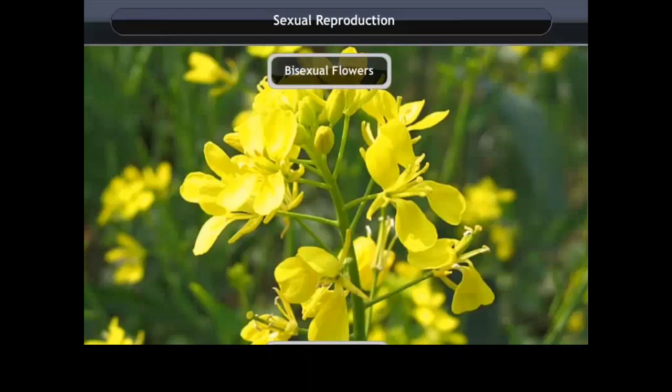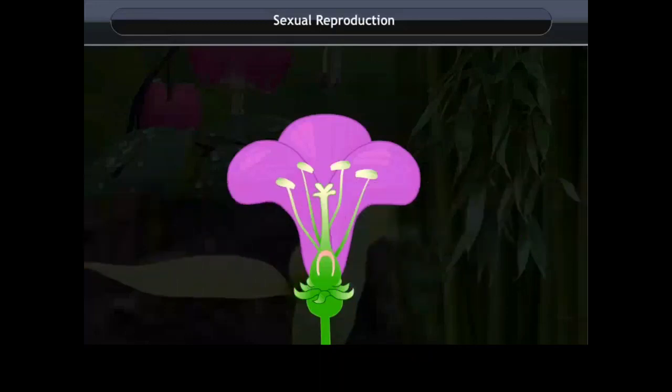Both the male and female unisexual flowers may be present in the same plant or in different plants. Let's study the structure of stamen and pistil. The stamen is the male reproductive part. It has a stalk called the filament and an anther on the top. These anthers contain the pollen grains that produce male gametes.